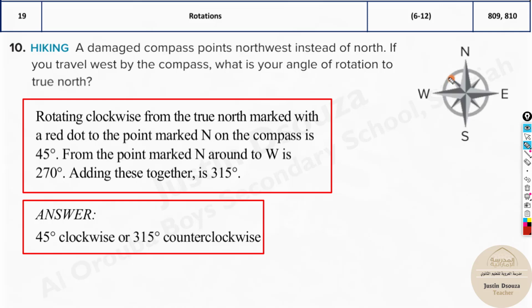Now here, this is the broken compass, right? From this compass west, this is the true north for the broken compass. It will be 45 degrees. That's what I understand. So it's 45 degrees clockwise, or 315 counterclockwise. That means if you're going like this, just do 360 minus 45. That will be 315 degrees. That will be counterclockwise. But if you're going clockwise, it's direct.